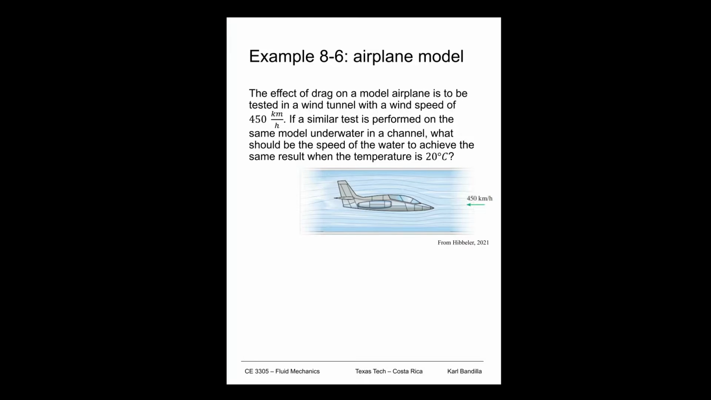This is example 8-6 about an airplane model. The idea here is that we have this model airplane in a wind tunnel with a wind speed of 450 kilometers per hour. Now we want to see what would happen if we did this test in water instead of air. We're asked to find out what the speed in the water would have to be to get the same flow behavior.